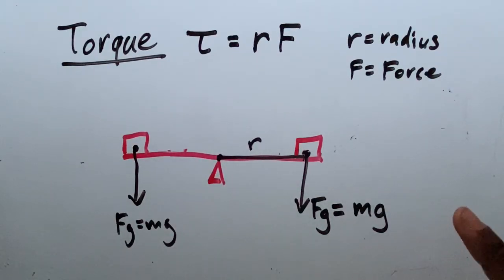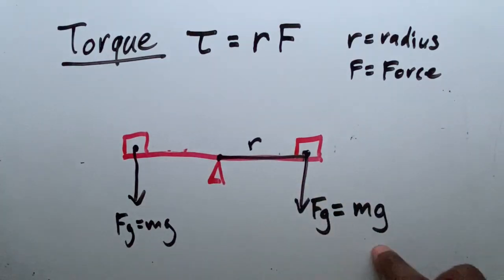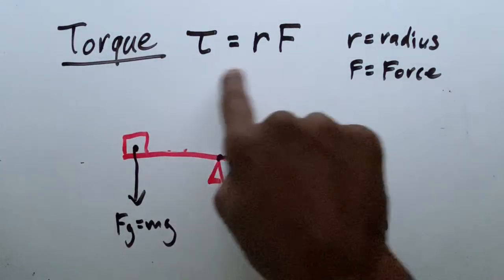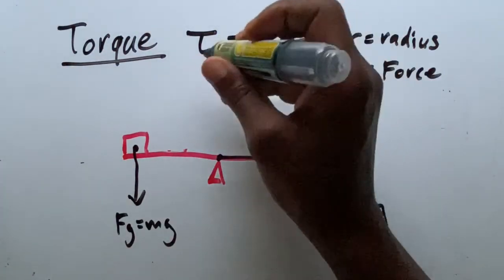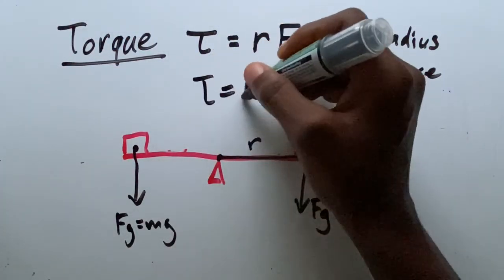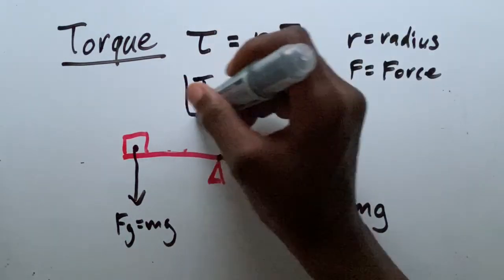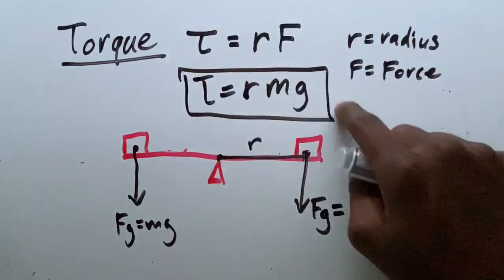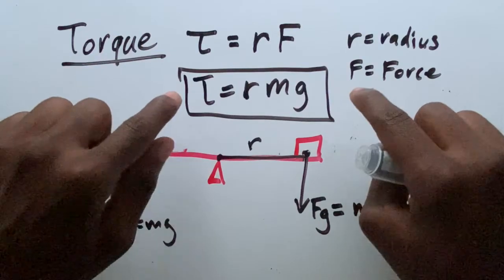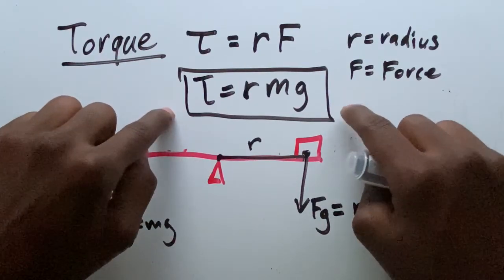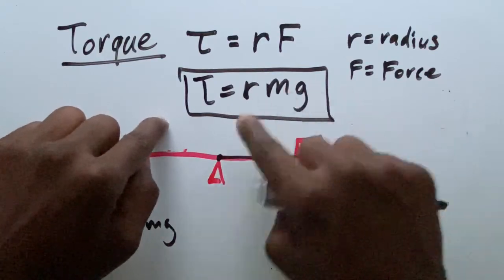So basically, this here is R and the force here is mg. So our torque then can be basically R times m times g. This is important. This is going to be the key to your lab here. Can't stress it enough. Key to your lab. You're going to use this here.